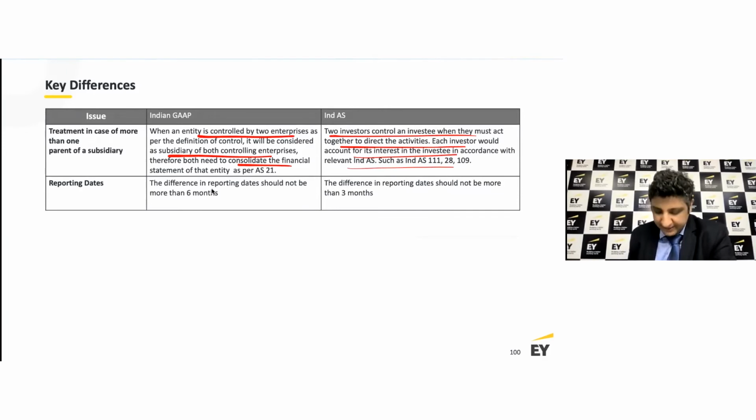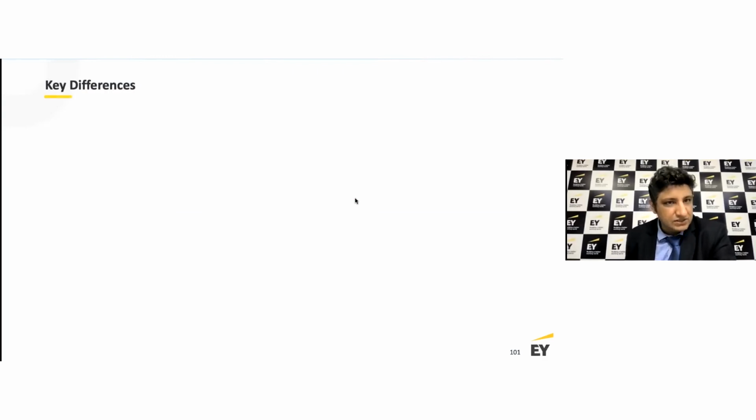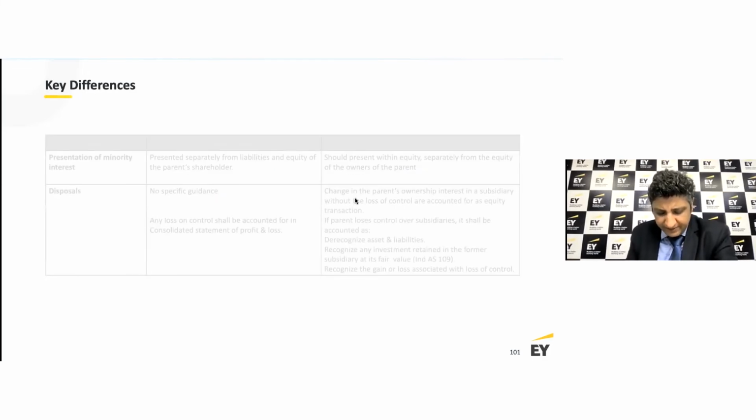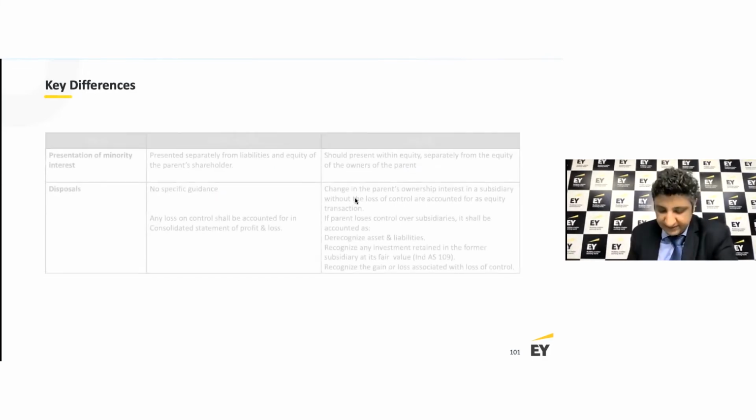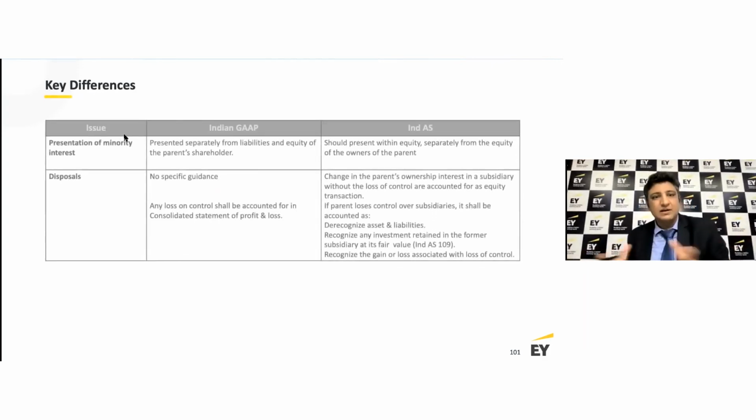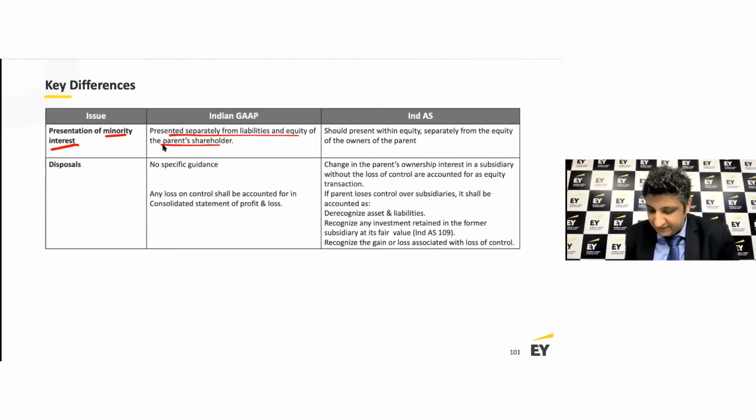Okay. Another key difference that you want to understand is that under the AS framework, the difference in the reporting dates cannot be more than 6 months, but it is a little more restricted under Ind AS, so it cannot be more than 3 months of time. Okay. Likewise, the minority interest, which was there in the AS framework, is separately shown from liabilities and equity. So it lies somewhere separate from the two. But as far as the Ind AS is concerned, it is presented within the equity. So the non-controlling interest is a part of equity, but shown separately, of course.